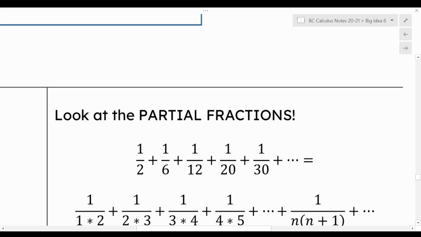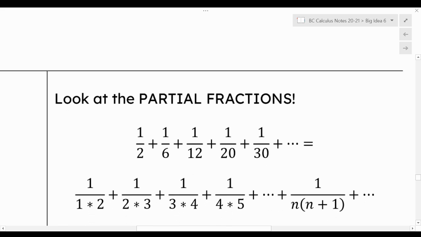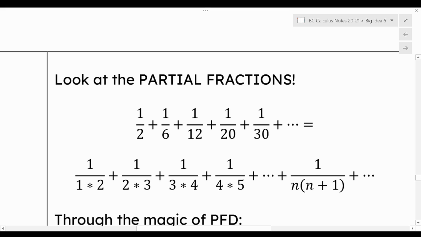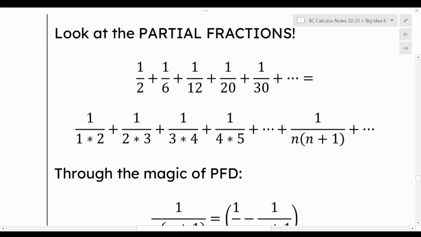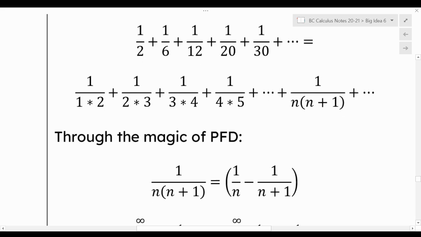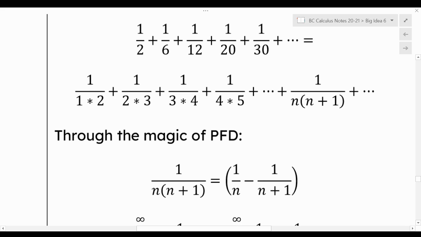So a half plus a sixth plus a 12th, same series we saw before. But now if we look at those denominators more carefully, those denominators are the product of consecutive integers. 1 times 2, 2 times 3, 3 times 4, etc. You can actually write a sequence of terms here, where each term individually is 1 over n times n plus 1. Each single individual term looks like something that we could use partial fractions to separate. I'm just going to magically, poof, say 1 over n times n plus 1 is 1 over n minus 1 over n plus 1.